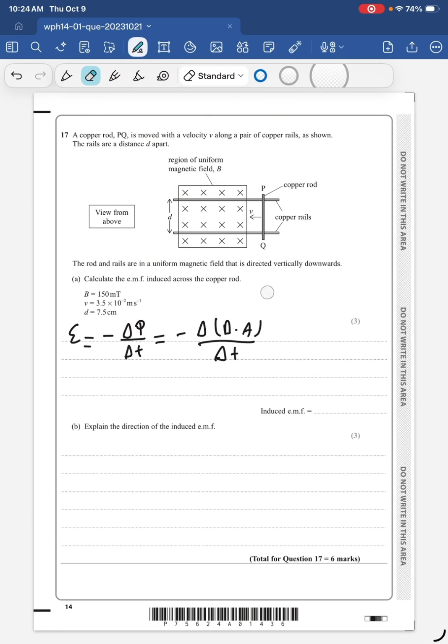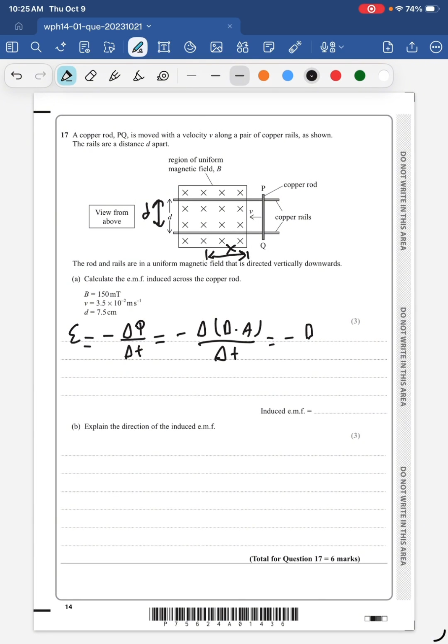So let's erase that. Then recall that B is constant, so it gets out of the delta. The delta acts sort of like a derivative, right? So B is constant. And then what is the area? The area is pretty much d times x, where x should start from here, okay? So x is how much distance it covered in this magnetic field, okay?